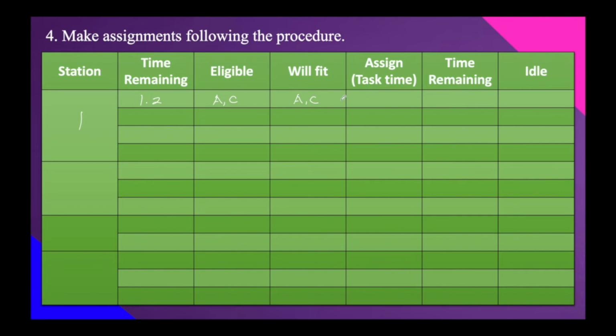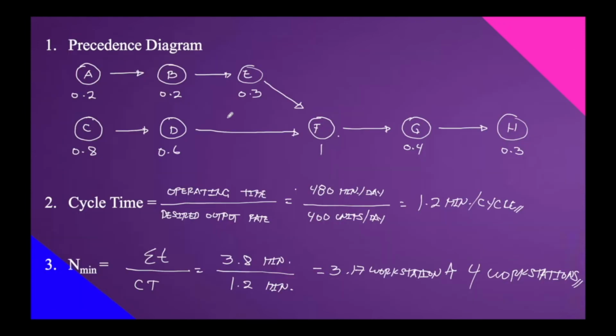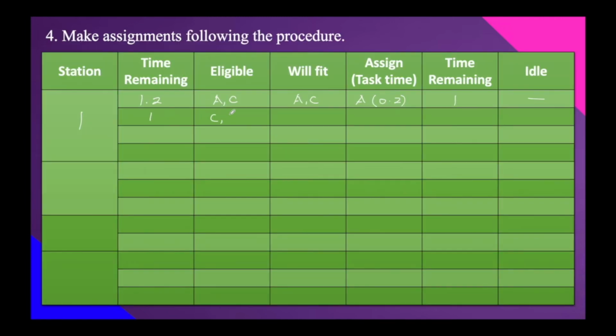Pero ang pag-assign natin, isa-isa lang muna. Unahin natin si A. Okay, si A, which has, gaano katagal? 0.2. So, 1.2 minus 0.2, that is 1 minute. We don't have any idle yet. Okay, so mayroon tayong 1 minute na natira and eligible pa rin si C. Tama? Pero for now, dahil okay na si A, eligible na rin dyan si B. Okay, so si B and C or si C and B, pwede natin ilagay dito.